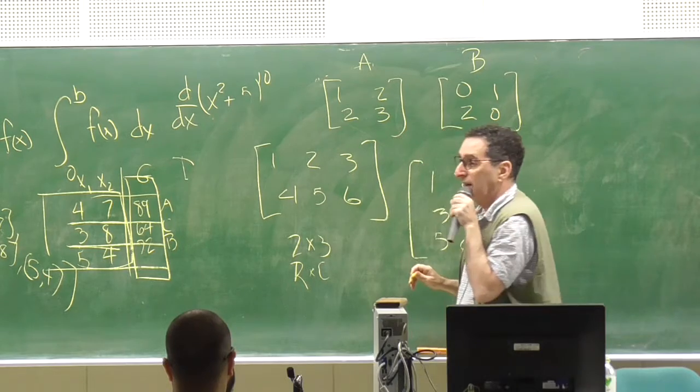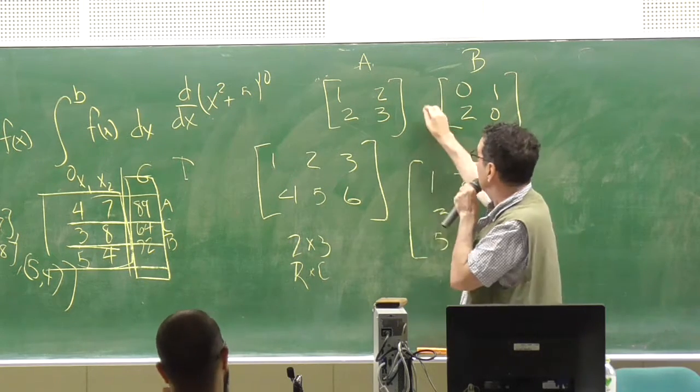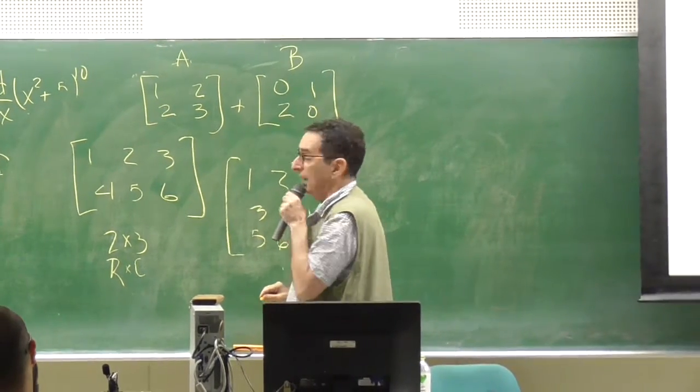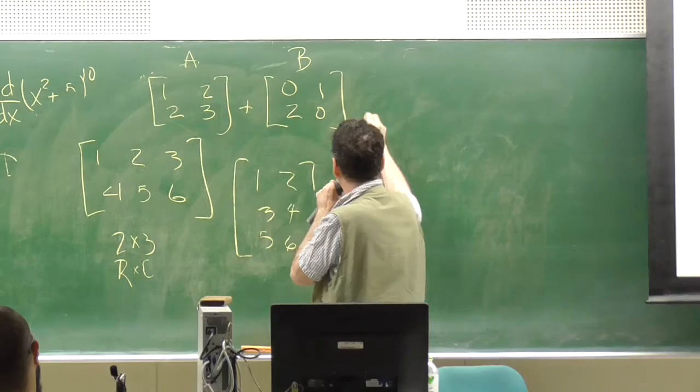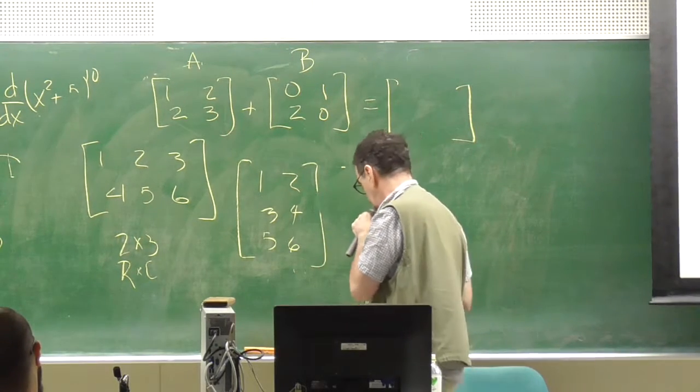We can talk about adding 2 matrices, just like we can add numbers. When we add two matrices, we add them element by element. So if I add them element by element, what am I going to get?